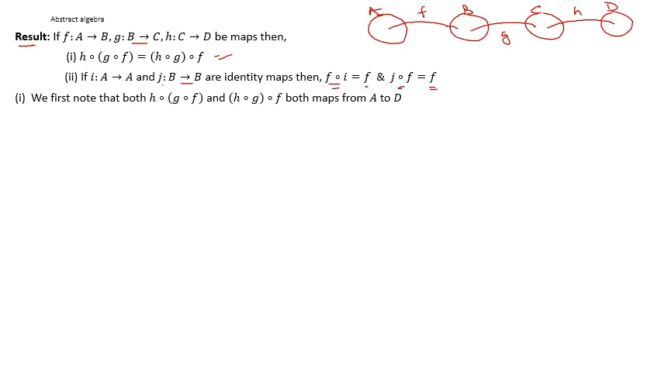Let's try number one first. H∘G∘F and H∘G∘F, however we do it, they are both mappings from A to D, because F maps from A to B, G maps from B to C, and H maps from C to D. So both these mappings actually map from A to D.